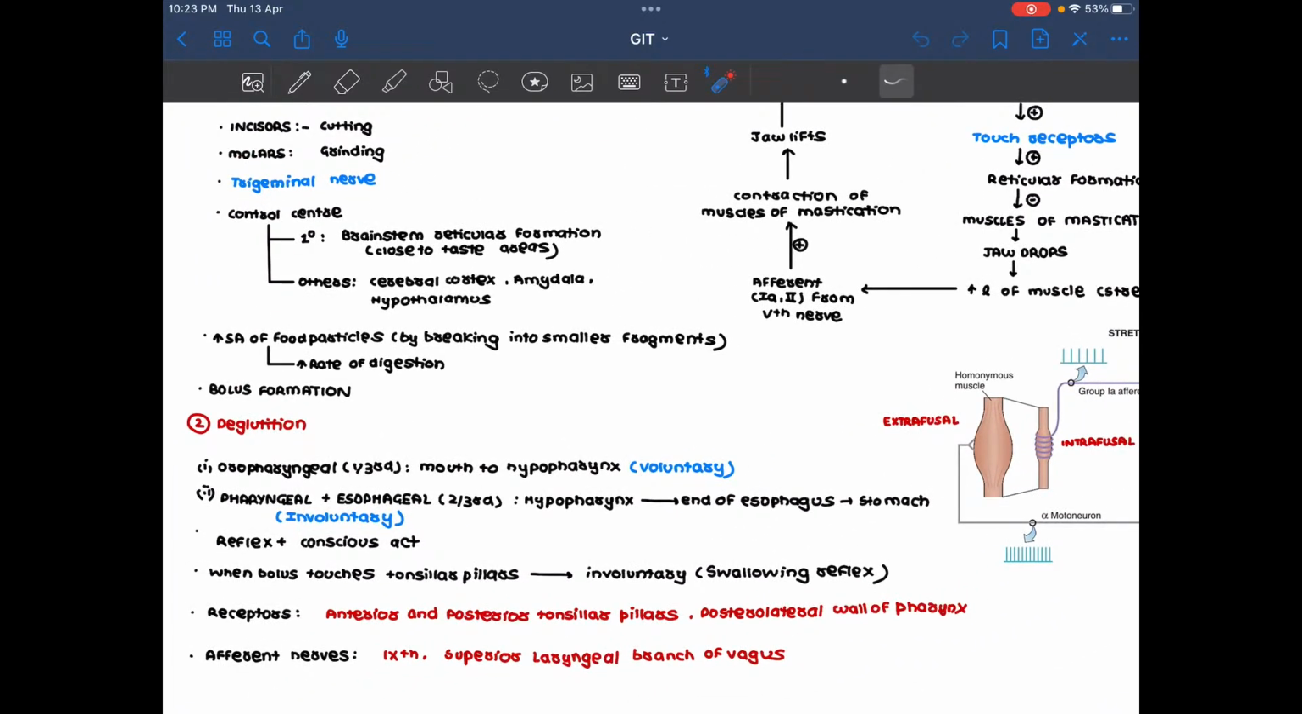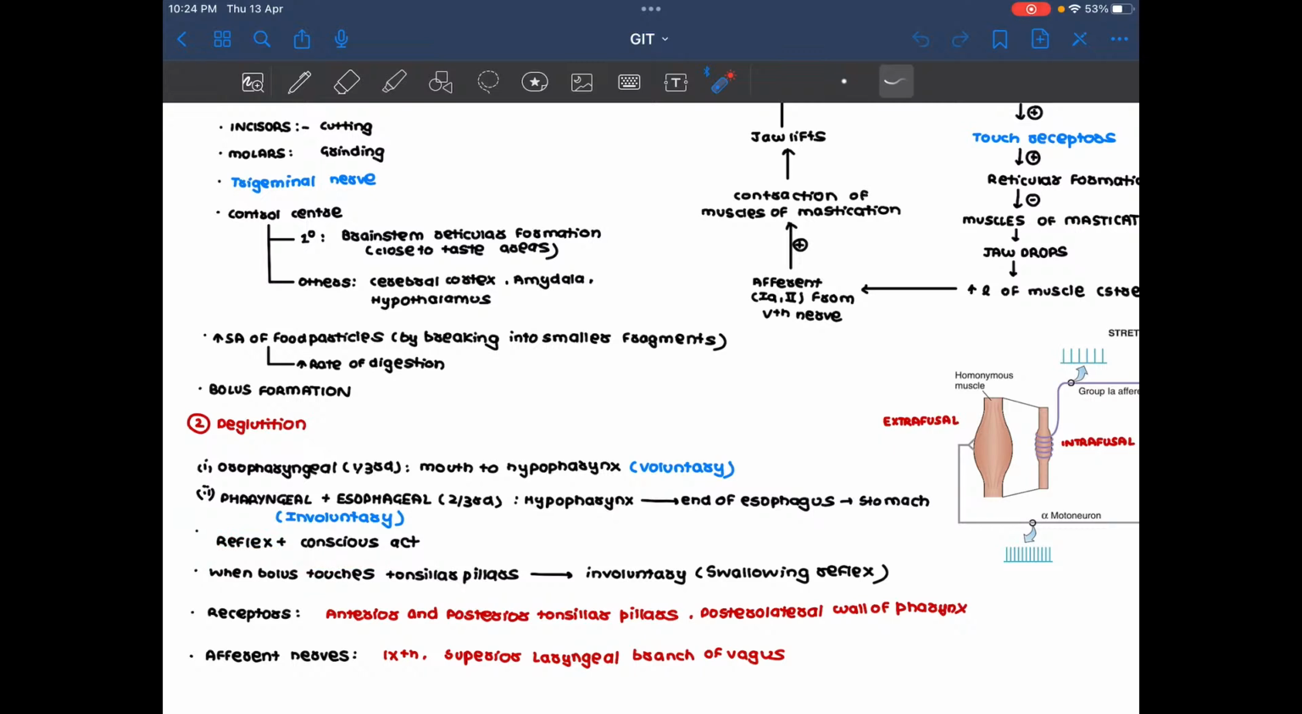Actually, the deglutition reflex is a two-part mediated reflex. We can have the oropharyngeal phase, जो कि voluntary है, that is from the mouth till the hypopharynx, ठीक है? Then we can have something known as the involuntary phase, which is not in our control, that is pharyngeal as well as esophageal, extending from the hypopharynx till you empty the bolus into the stomach. So it's both a reflex as well as a conscious act, both of them.